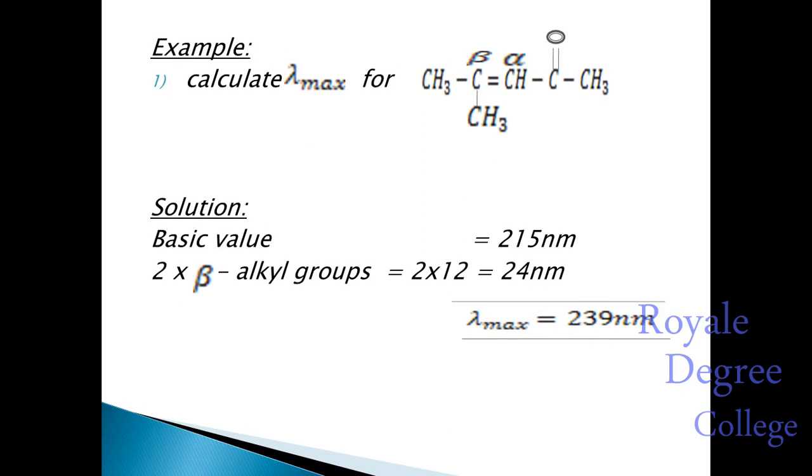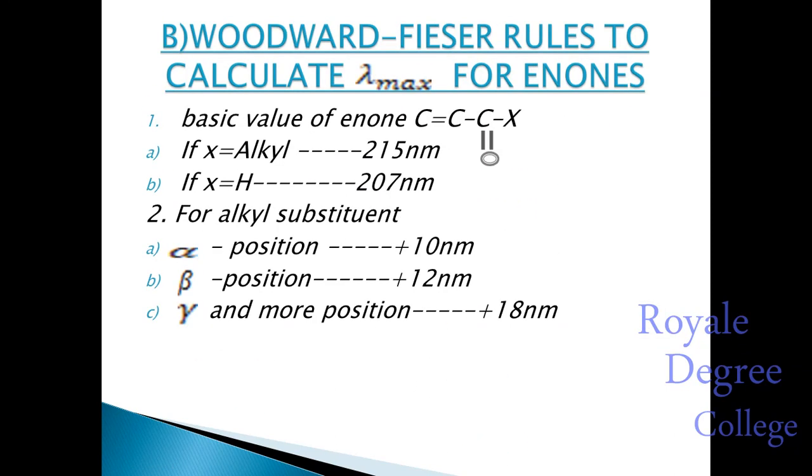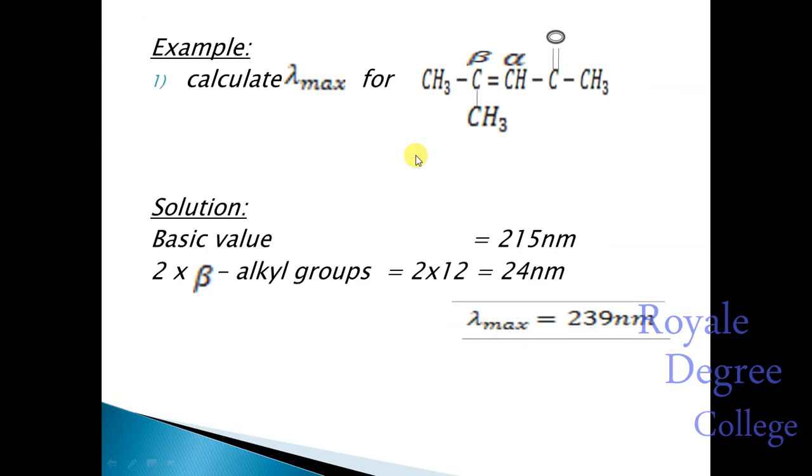The first example is to calculate lambda max for this particular compound. The basic value for this compound is 215 nanometer. Why are we using 215 nanometer? Because here CH3 is the alkyl group. If X is the alkyl group, the basic value we write is 215 nanometer. So that's why the basic value for this one is 215 nanometer.